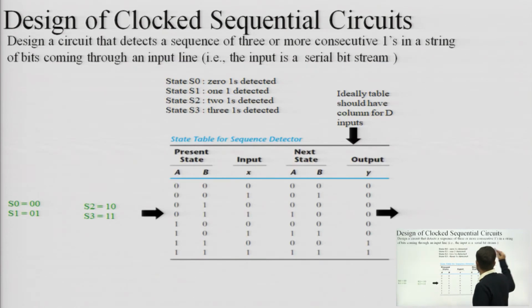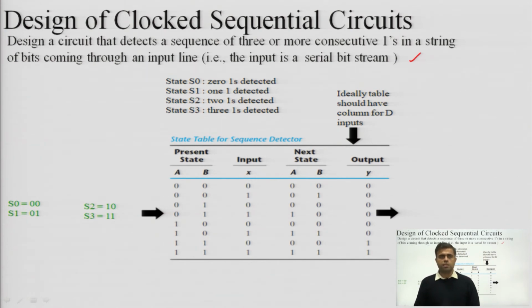So now this is the description given to me. Design a circuit that detects a sequence of 3 or more consecutive ones in a string of bits coming through an input line. So if 3 or more than 3 ones are detected, then my circuit should intimate me. That means output will be high if 3 or more ones are detected.